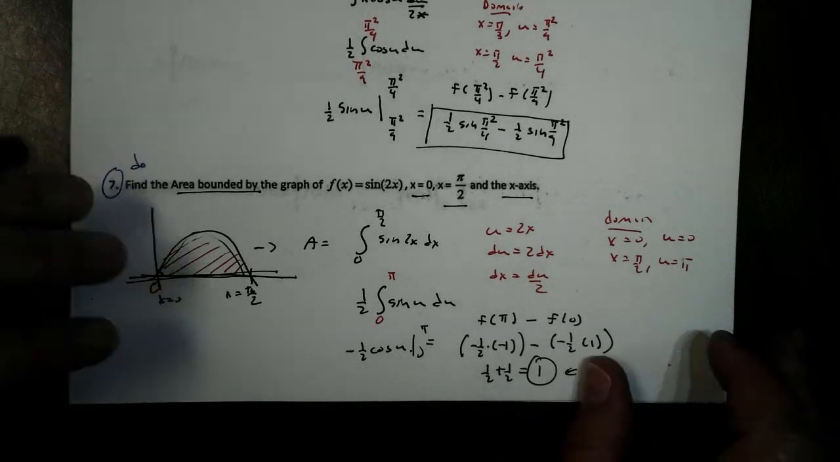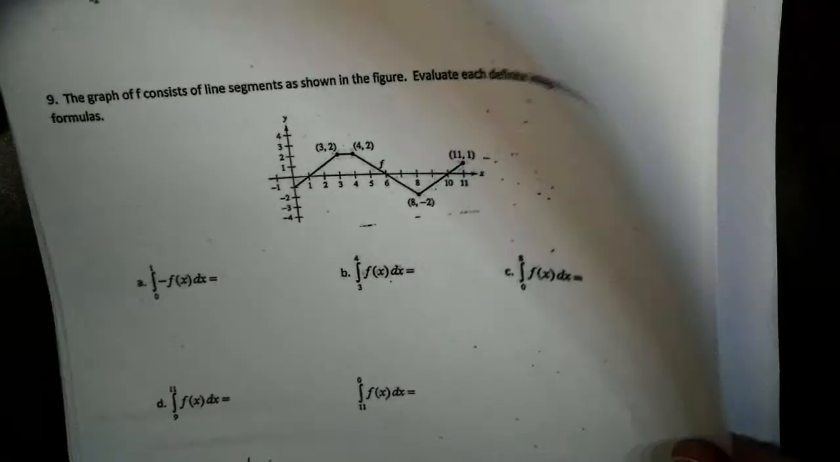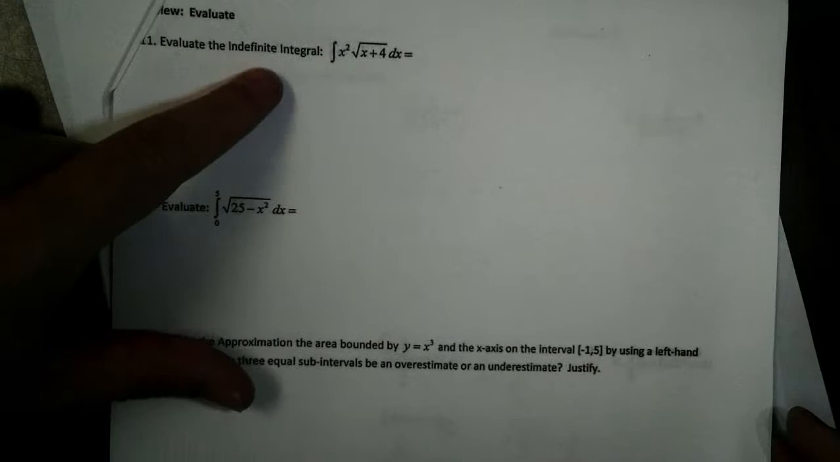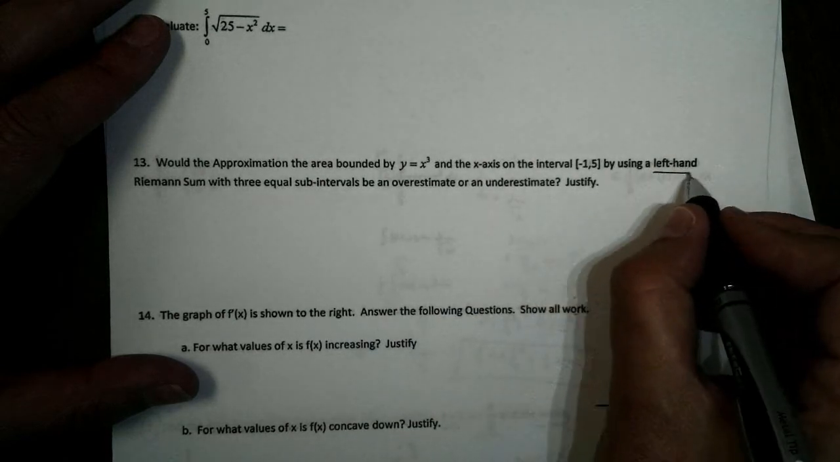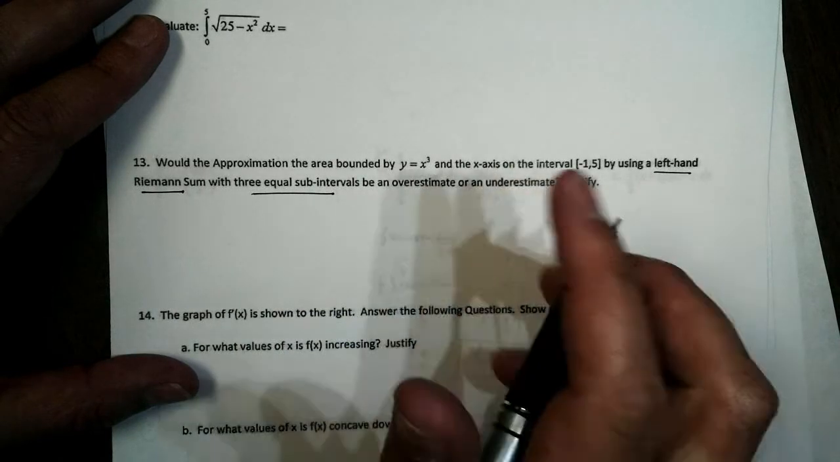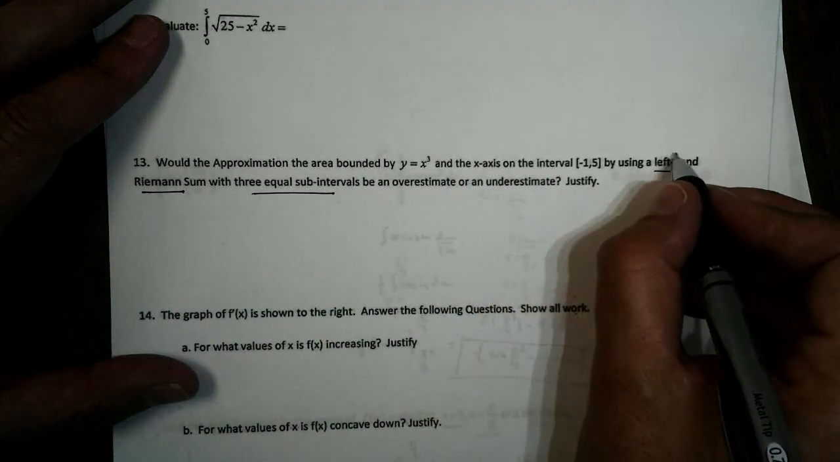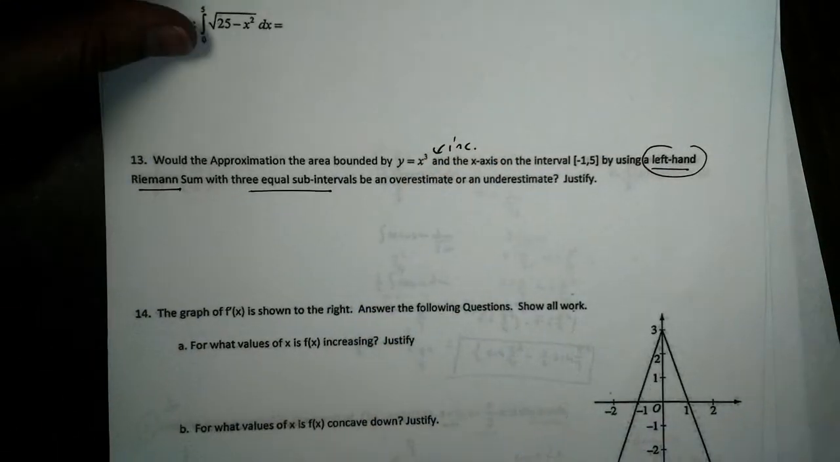There's number 7. Let's see if there's any more we want to work on here. These are in our notes from before. We talked about these already. We talked about one like this. There's a circle. Ready? The approximation of x cubed using a left-hand Riemann sum of 3 subintervals being an overestimate or an underestimate. We don't have to really graph it. We're talking about a left-hand sum, and this function is increasing. Look at your notes and see what that means for us.